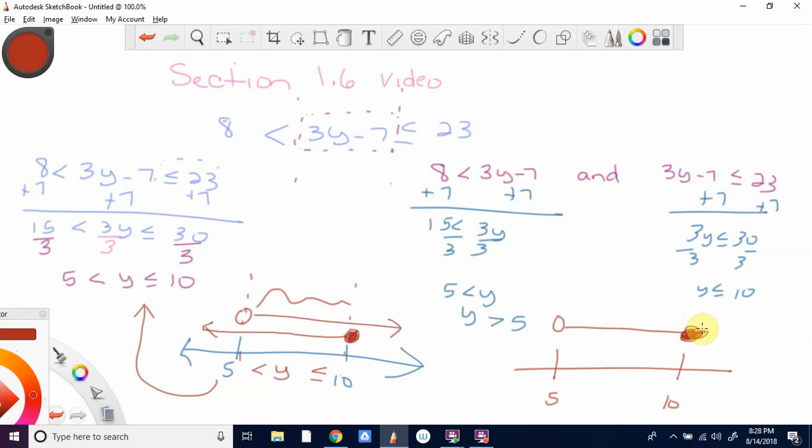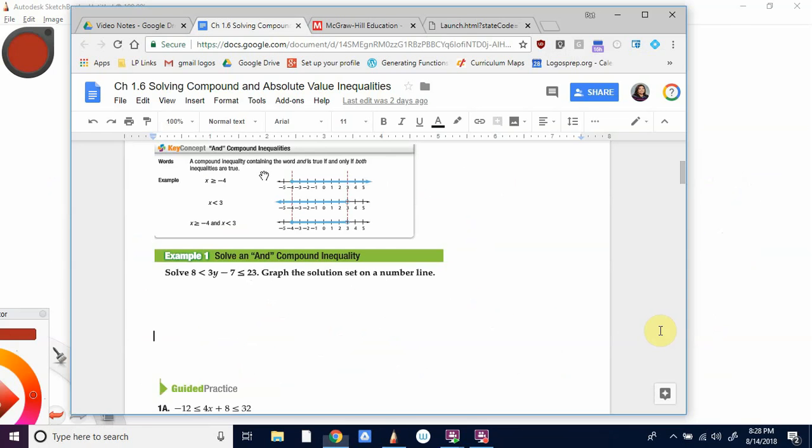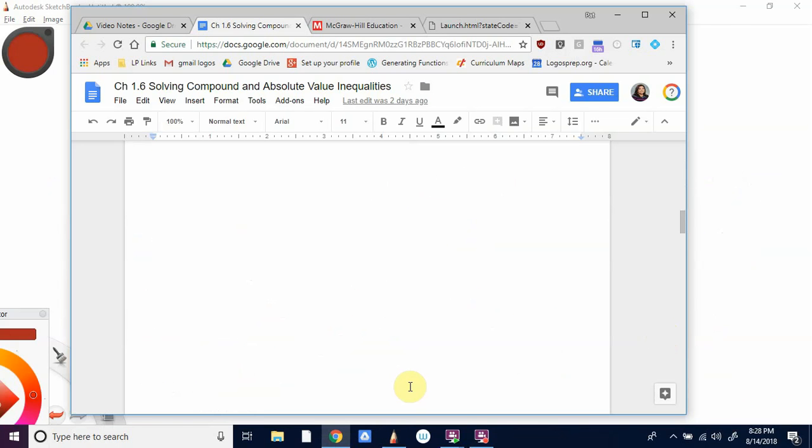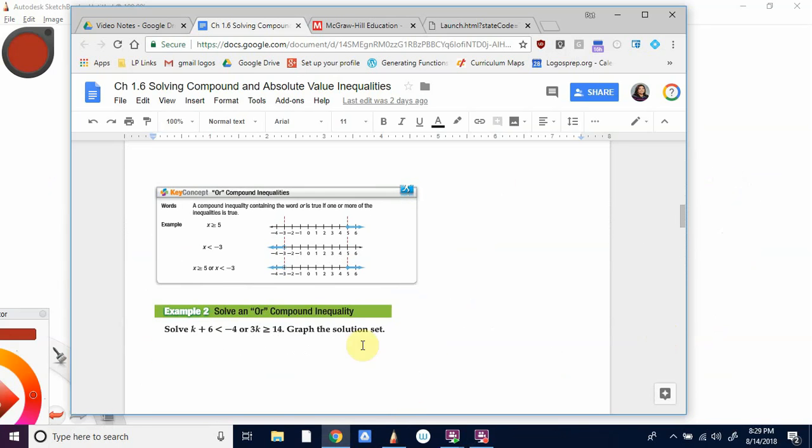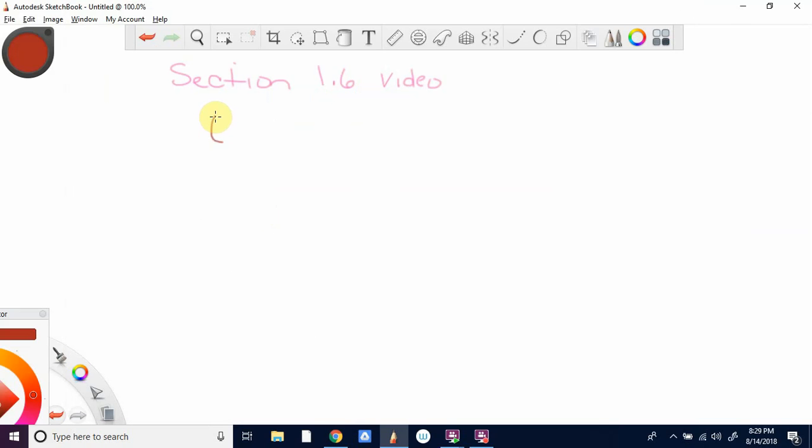All right, so now we're going to talk about our other vocabulary, which is union. Which is or. So union is going to be U, the symbol U. Intersection, I failed to tell you, was this way. Okay, so union means the graph of a compound inequality containing the word or of the solution sets. So union is true if one or more of the inequalities are true.